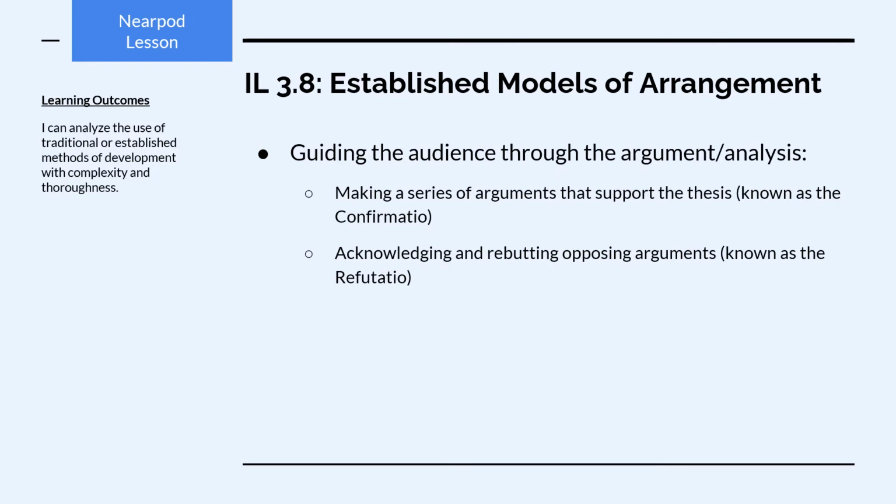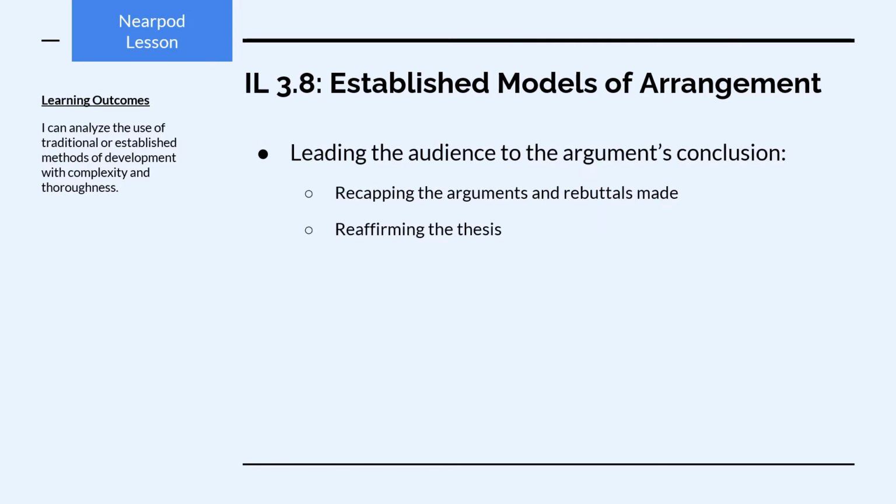Next, the guiding the audience through the argument or analysis stage. Here, the writer would make a series of arguments that supported their thesis, and the Greeks called this the confirmatio. They would then acknowledge and rebut the opposing arguments, and they called that part the refutatio.